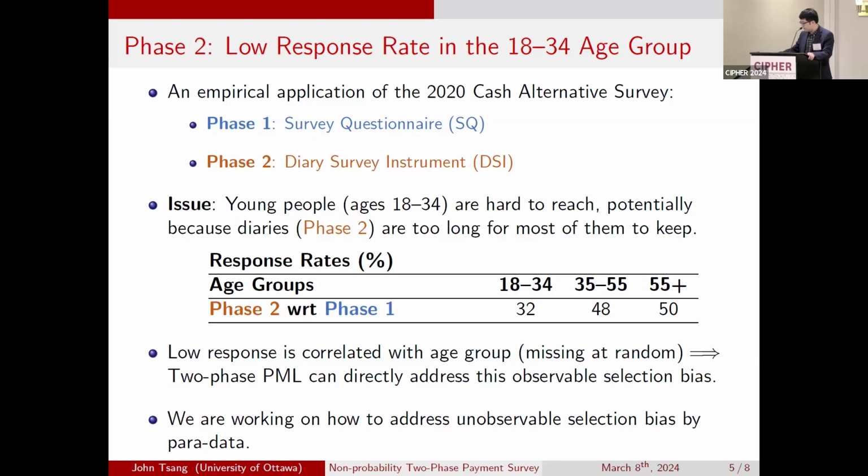As a form of missing at random, two-phase PML can directly address this observable selection bias by explicitly incorporating this characteristic into a parametric model of selection probability. On the other hand, we are working on how to address the unobservable selection bias by using paradata.